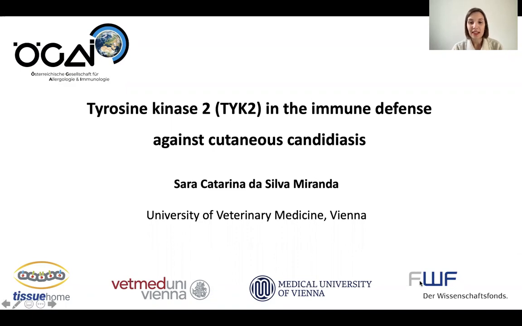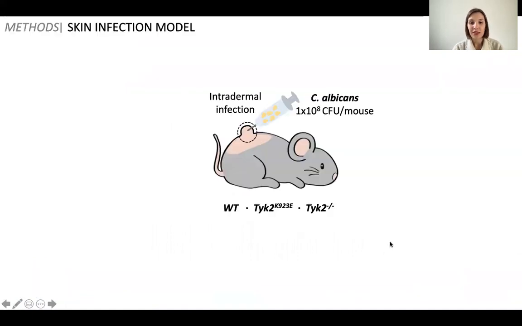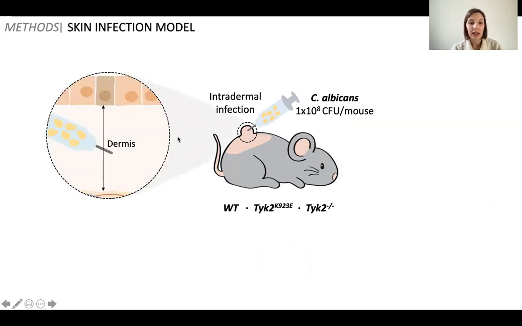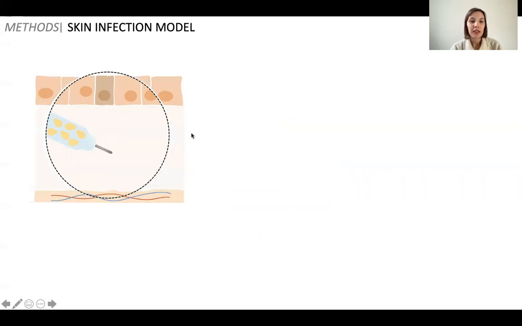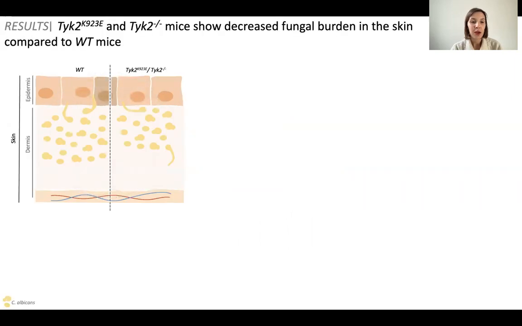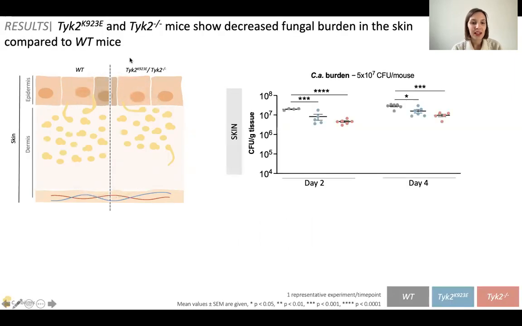So the first thing that I did was to establish a skin infection model in which I used TYK2 K923 mice. These mice present a kinase inactive version of TYK2, and also TYK2 full knockout mice. Then I infected them with Candida albicans intradermally in the back skin. And the first thing that I observed in this model was that the fungal load was actually reduced in KE and knockout when compared with the wild type.